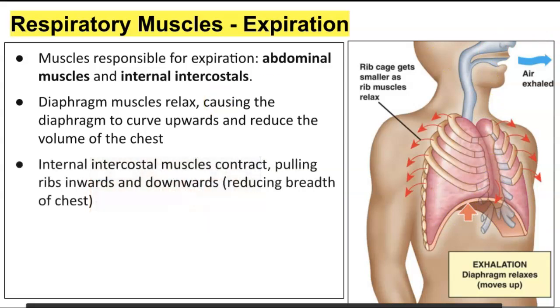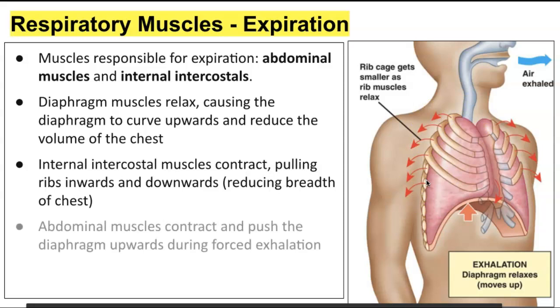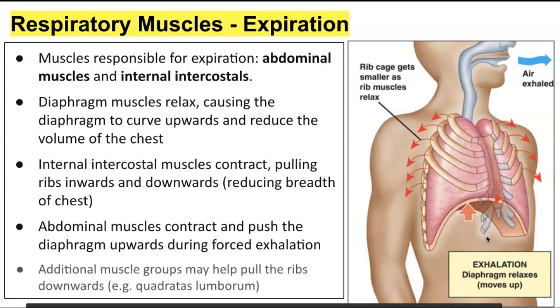Your internal intercostals are going to contract and they pull the ribs inwards and downwards. You see these arrows are pointing down. So it's pulling the ribs down to contract the chest and force air out. And your abdominal muscles are going to contract down here, which also pushes the diaphragm upward. That happens more during forced exhalation, like during exercise when you're breathing really heavily. Some other groups that might be involved to help pull the ribs down are the quadratus lumborum, but you don't need to know that one.